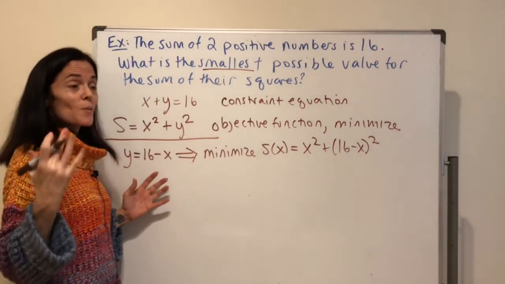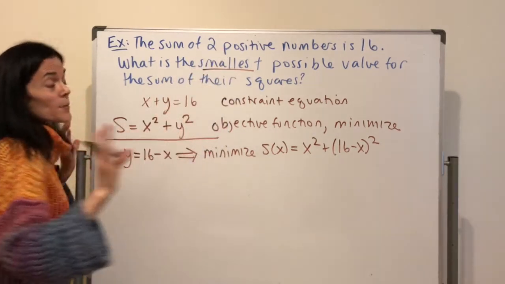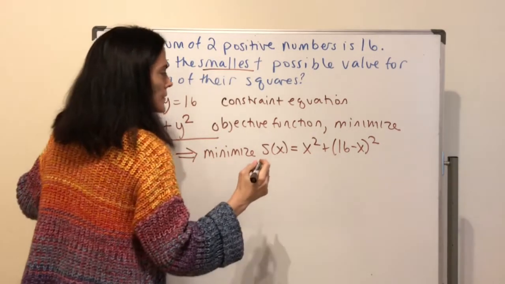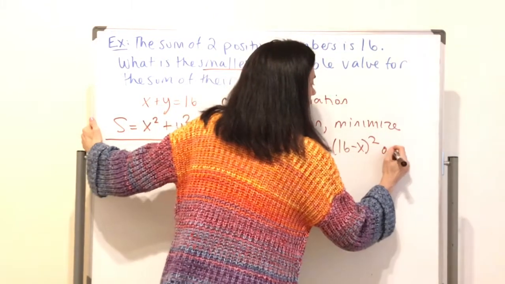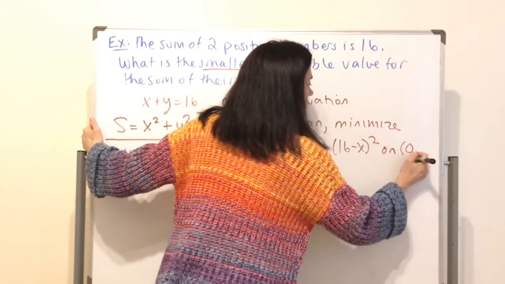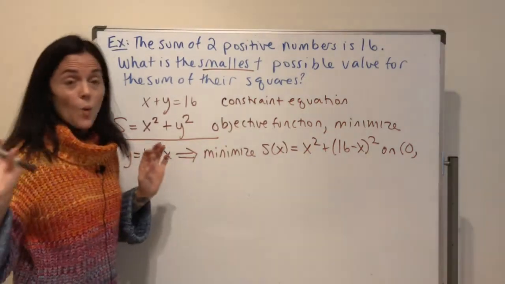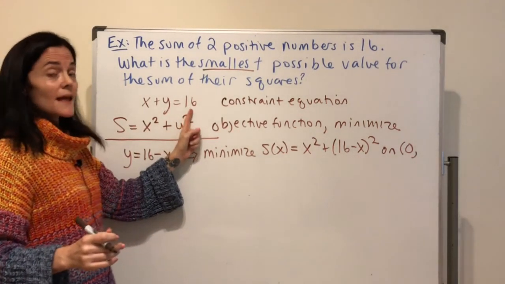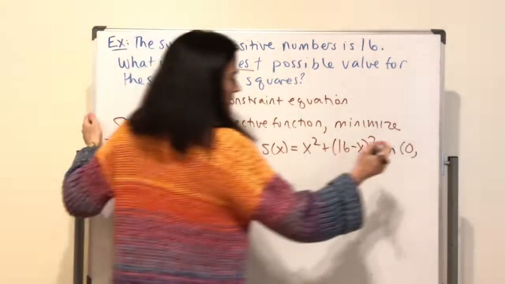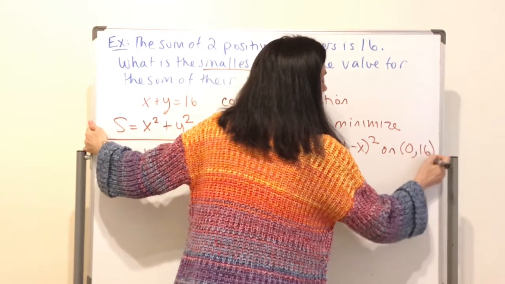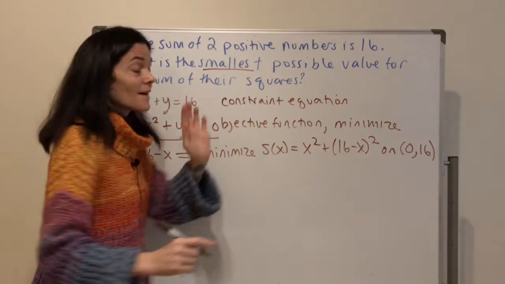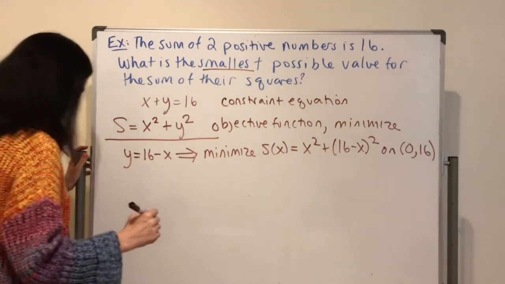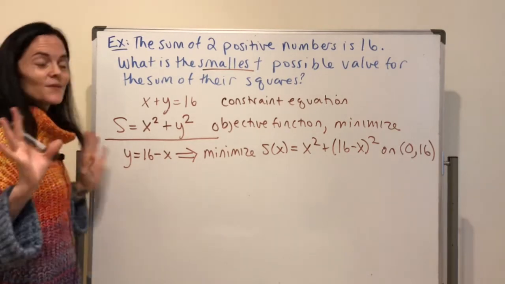Now what is the domain? Well, both numbers are positive, which says that x needs to be positive. And then because y must be positive, that means x must be less than 16. So we will minimize this function on an open interval. Okay, great. We begin, look for critical points.